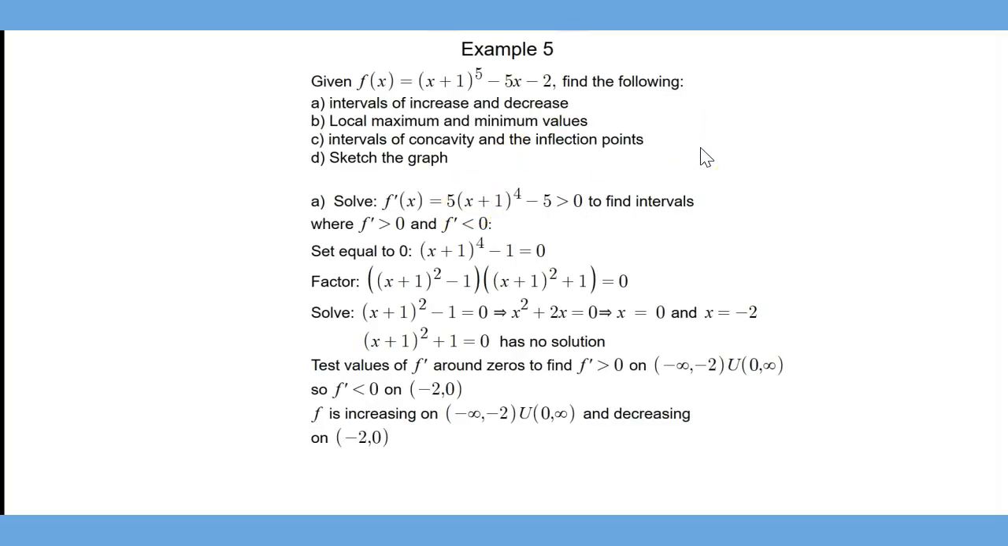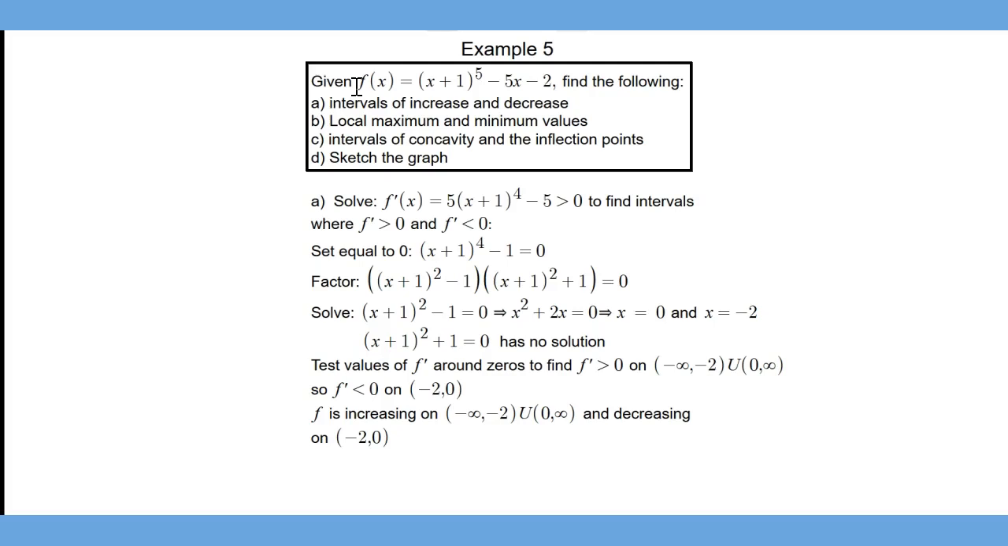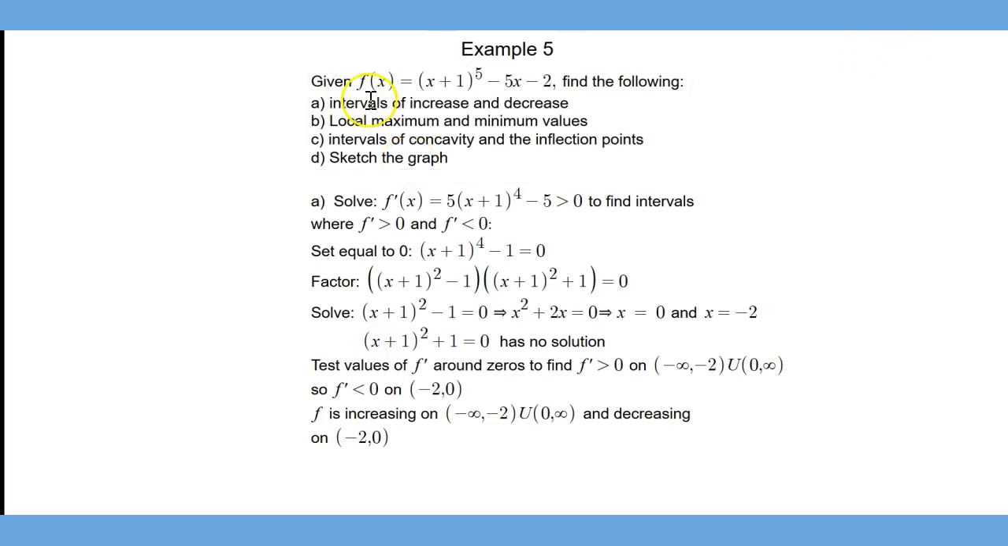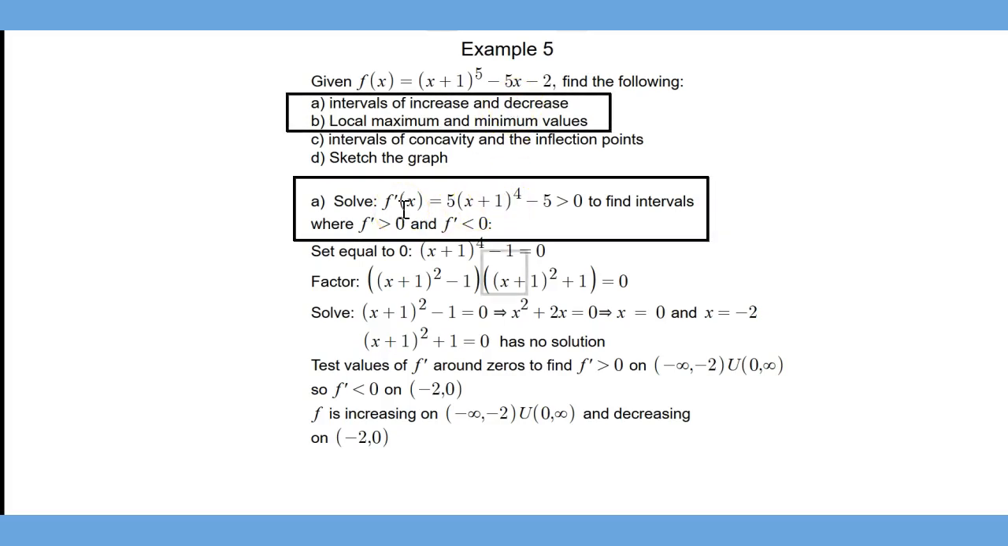Here's another example. Instead of being given characteristics of a graph and not knowing the equation, here we're given the equation of a graph. And we need to do the same thing: find the intervals of increase and decrease, the max and mins, concavity, and sketch it. To find the intervals of increase and decrease, we take the first derivative and we find where it's greater than 0 and less than 0.